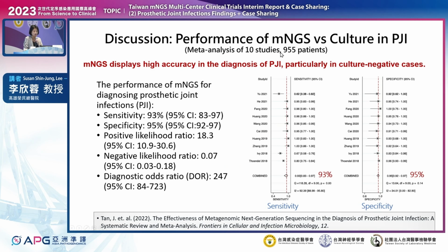A recent meta-analysis of 10 studies, including 955 patients, to assess the performance of NGS versus culture in prosthetic joint infections found that the performance was high, with a sensitivity of 93% and specificity of 95%, a positive likelihood ratio of 18, and a negative likelihood ratio of 0.07. In this study, there was a high accuracy for the diagnosis of prosthetic joint infections by NGS, and particularly in culture-negative cases, the NGS was able to diagnose a further 52% of the pathogens.